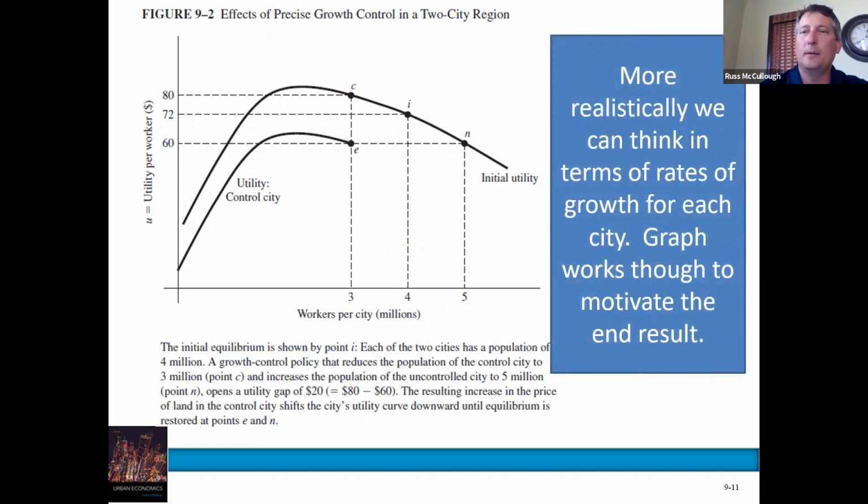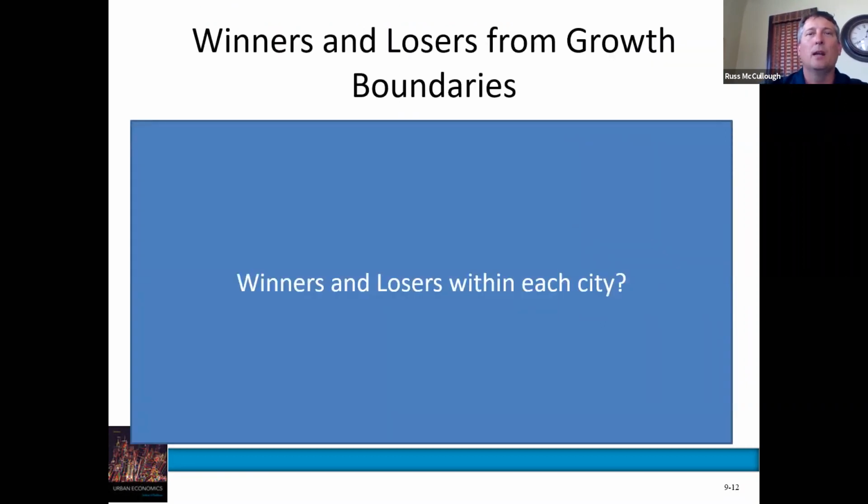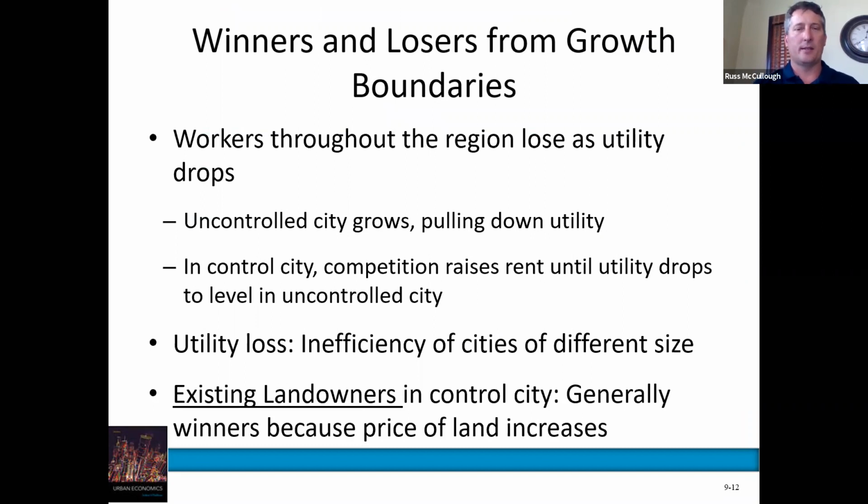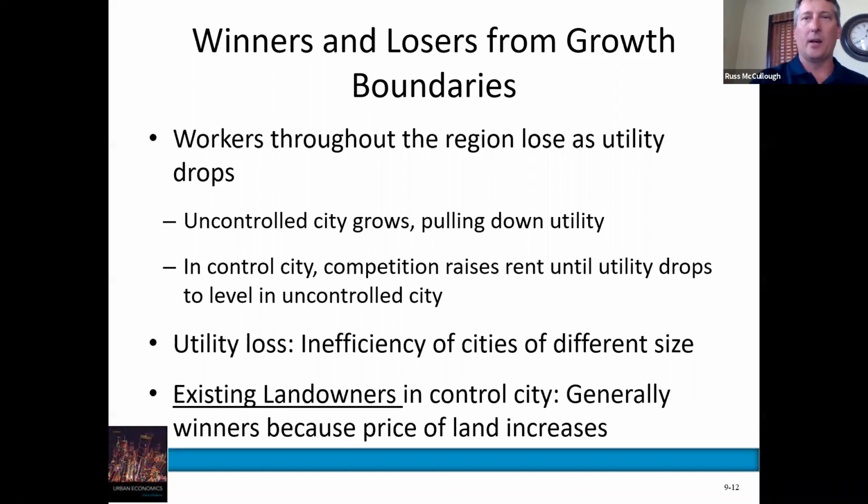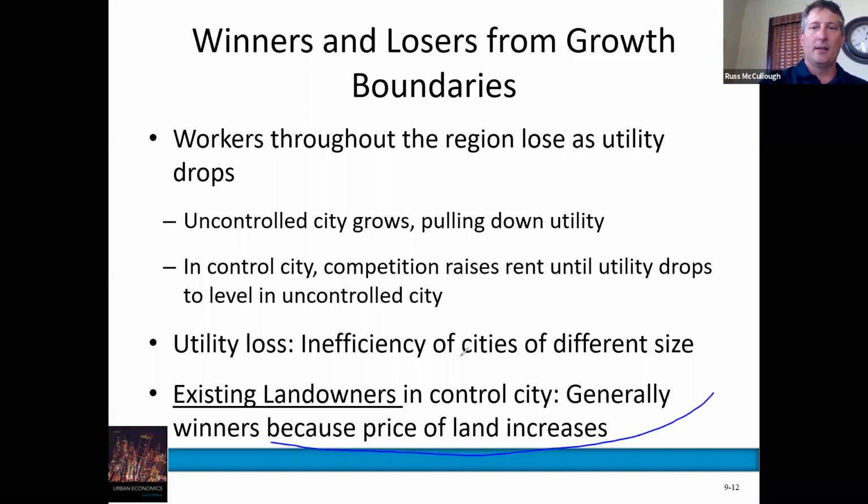Okay. So winners and losers from growth boundaries. Who's benefiting and who is hurting? This is kind of standard stuff that we see within industries trying to get protection. They're basically trying to be anti-competitive. And so existing landowners, people who already own land within the city, will generally see their values go up. And so that's usually the winner.